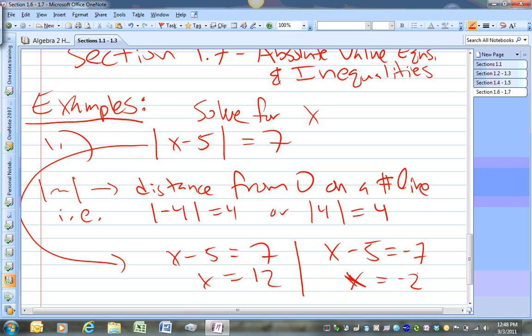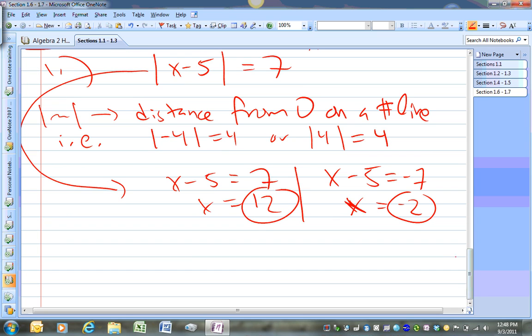So both those answers work. So you will expect two answers for these. And again, 12 is 7 away from 5. Negative 2 is 7 away from 5 on the number line.